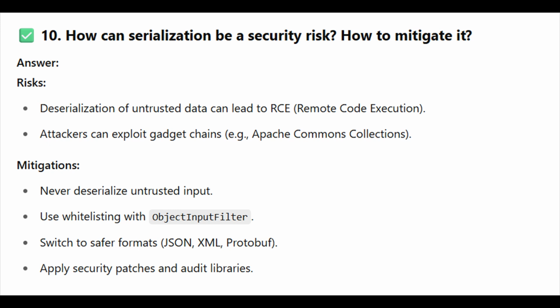10. How can serialization be a security risk? How to mitigate it? Answer. Risks: deserialization of untrusted data can lead to RCE, remote code execution. Attackers can exploit gadget chains, e.g. Apache Commons Collections. Mitigations: never deserialize untrusted input. Use whitelisting with ObjectInputFilter. Switch to safer formats: JSON, XML, Protobuf. Apply security patches and audit libraries.